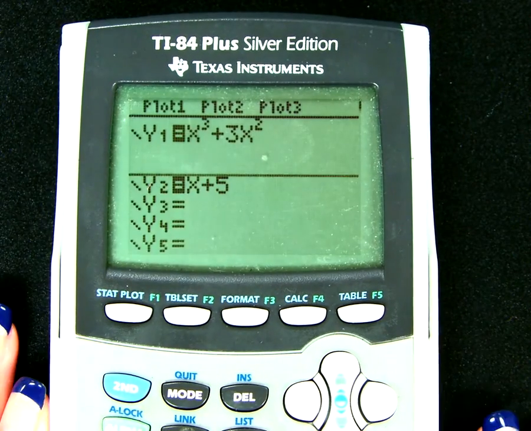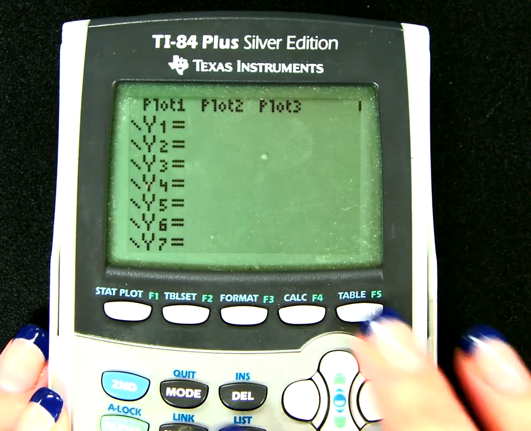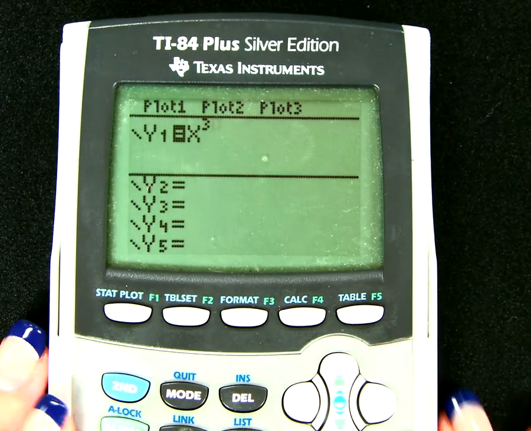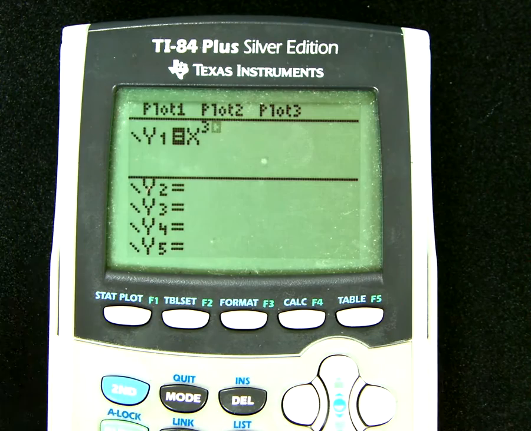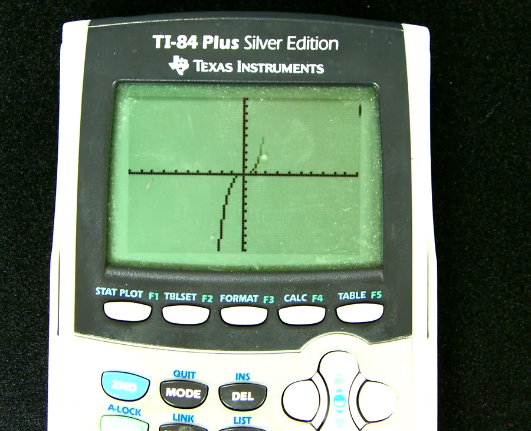So y equals, if you have something there, you just want to clear it. And then we're going to type in x cubed. And then I want to start in a standard window. So I'm going to press zoom 6 because I don't remember what my window was set to before this. Okay. All right, so here is our cubic equation.